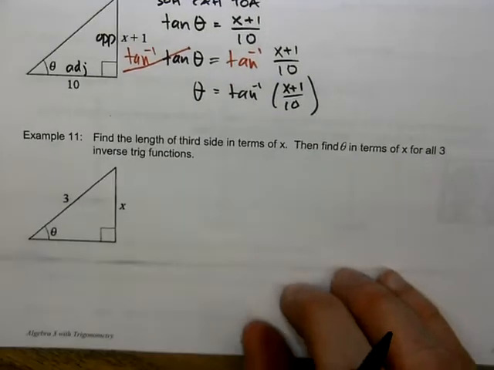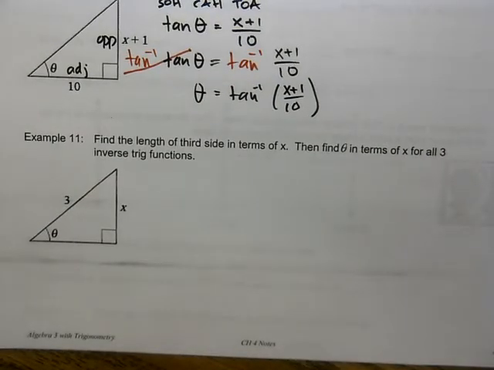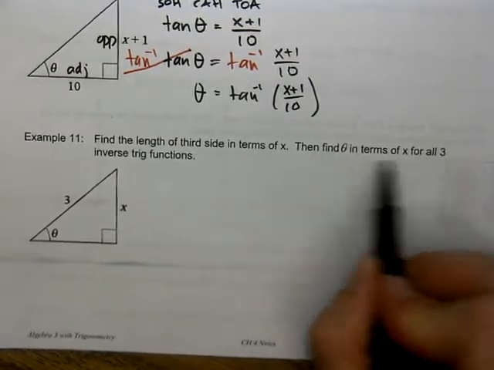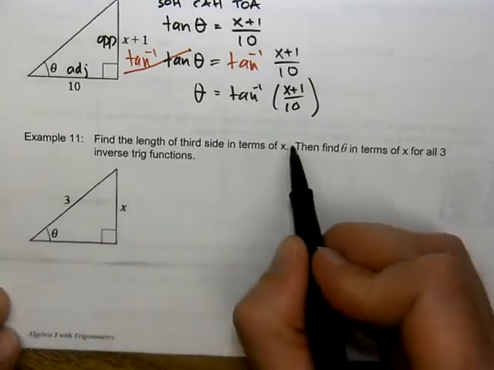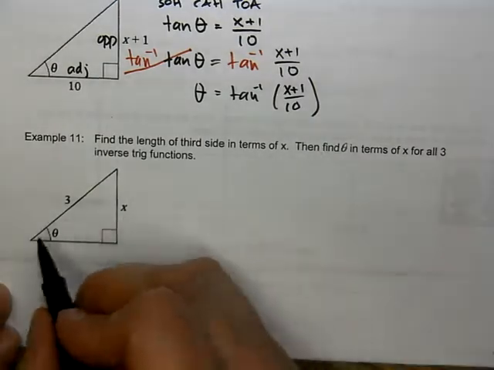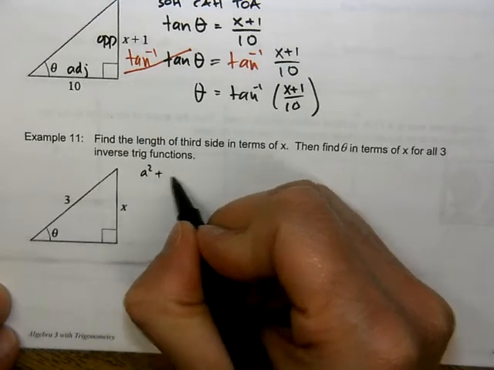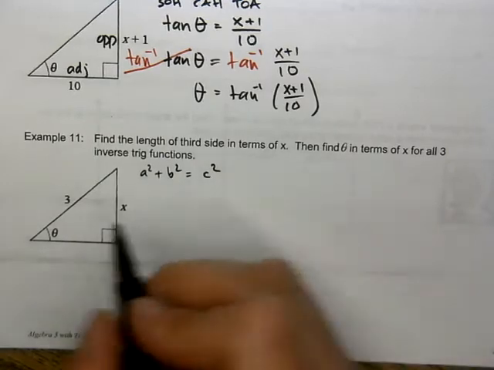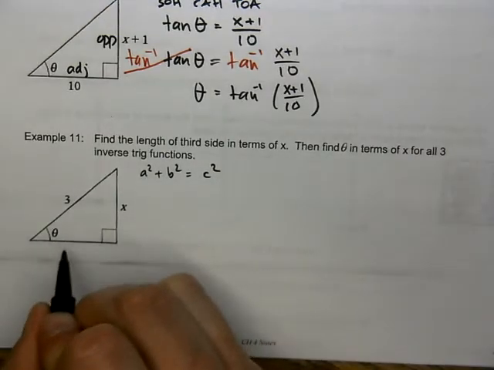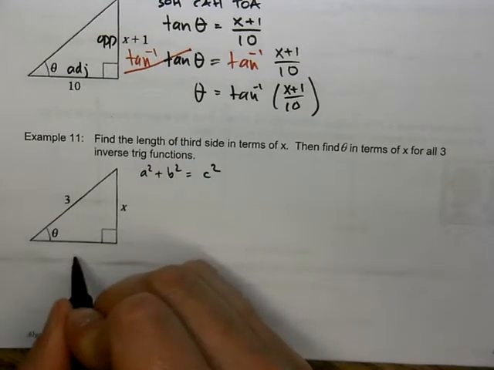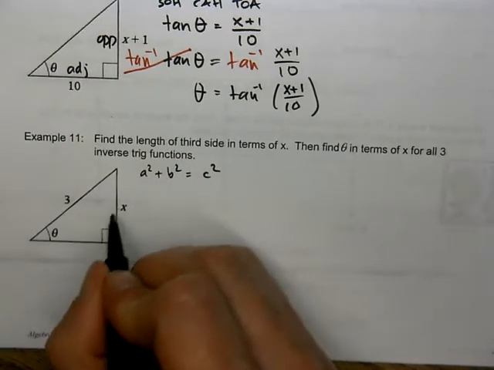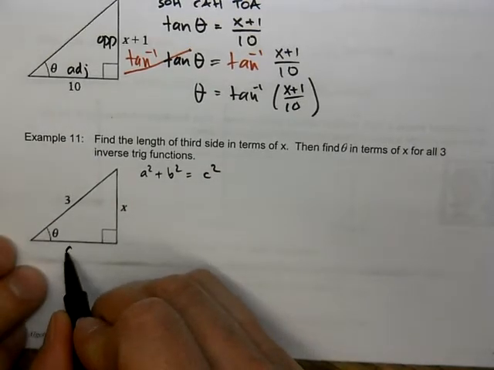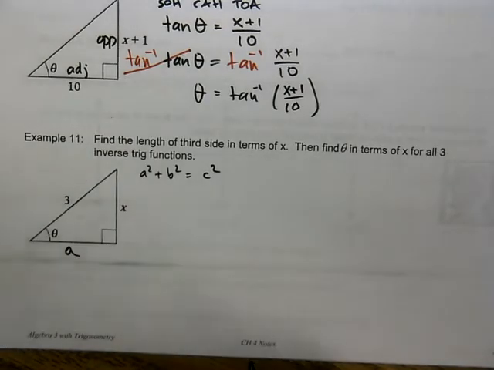Here in example 11, we're going to find the length of the third side in terms of x. Then we'll find theta in terms of x for all three of these. All right. So first, let's find the length of the third side. So with a right triangle, we can use our Pythagorean theorem. And while we usually throw down an x as a variable to represent the missing side, don't do that here. We already have an x. If you call this x as well, then you're telling me it's an isosceles triangle with two legs the same size. And they're not. So just call it a until we figure out what the length of a is.